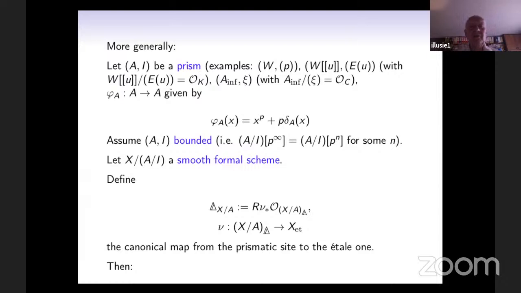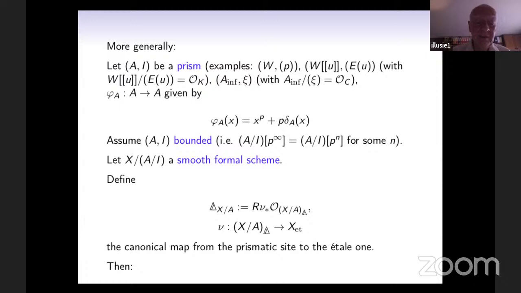So then, more generally, you can take any base prism. Usually you assume it to be bounded. I recall here what it means. The favorite examples, like Bhargav explained yesterday, are the Breuil-Kisin prism and the Fontaine prism, A_inf. And then you start with some formal smooth scheme X over A/I. In the previous case, A/I was just Spec K. And then you have this prismatic complex, Δ_{X/A}, the direct image of O.